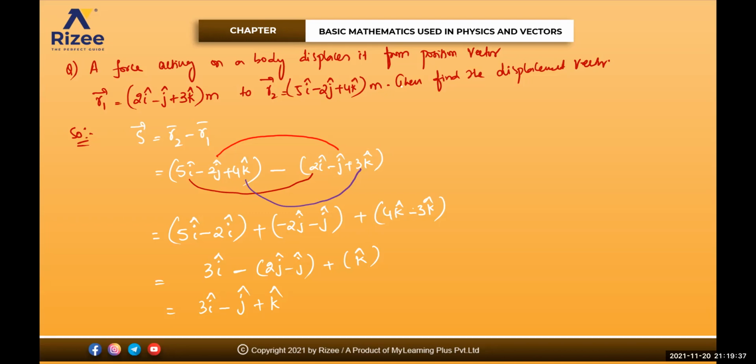Can anyone tell me the magnitude of this one, beta? Magnitude of this displacement will be equal to under root of 3 squared plus 1 squared plus 1 squared. In magnitude, negative terms will become positive. 3 squared is 9, plus 1 plus 1. 9 plus 1 is 10, 10 plus 1 is 11. So it is root 11. Clear for everyone? Very good.